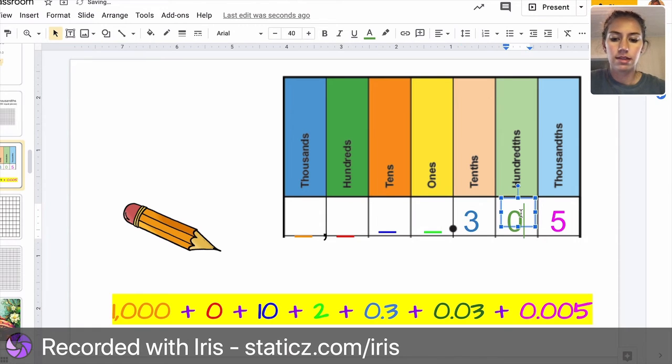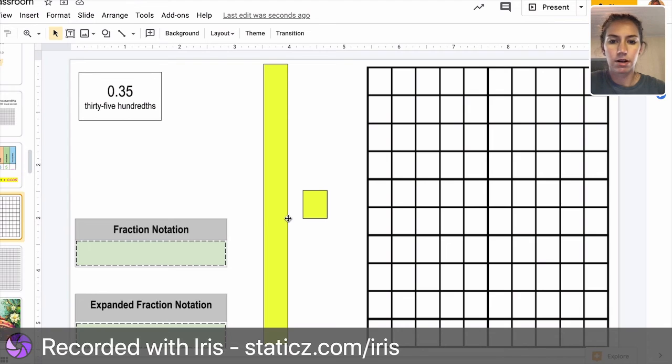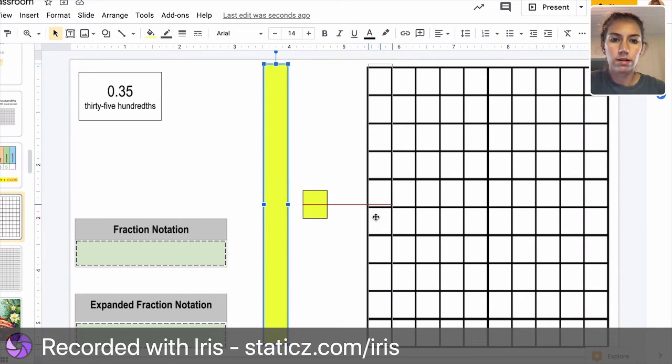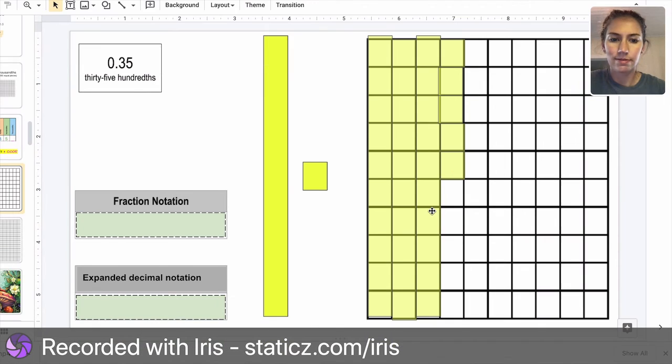This is 3, that's 5, and I don't need anything there. So I see 3 tenths and 5 hundredths. So I'm going to grab a tenth. I'm going to go 1 tenth, 2 tenths, 3 tenths. Then I need 5 of these guys. So it's going to go 1, 2, 3, 4, and 5 because there are 5 hundredths. All right, so I have 35 hundredths.